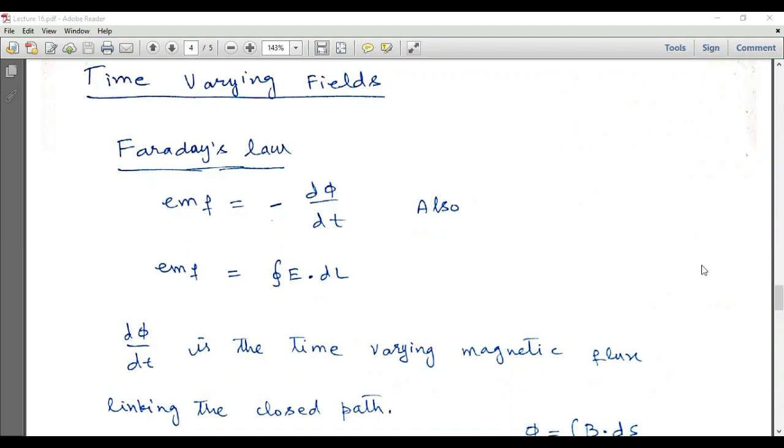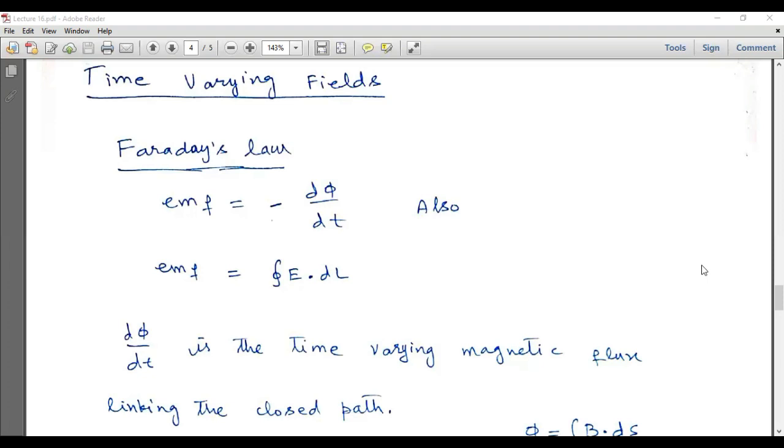In this lecture, I will demonstrate modified Maxwell's equations for time varying fields. Time varying fields means if the expression of either the electric field or the magnetic field contains a time derivative term, then that field is called a time varying field. If there is no time derivative term in these field expressions, then these fields are called static or steady fields.